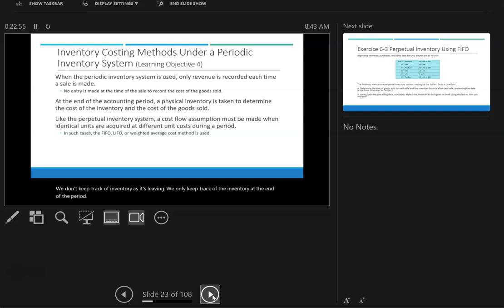A physical inventory is taken to determine the cost of the inventory and the cost of the goods sold. Like the perpetual inventory system, a cost flow assumption needs to be made when identical units are acquired at different unit costs during the period.